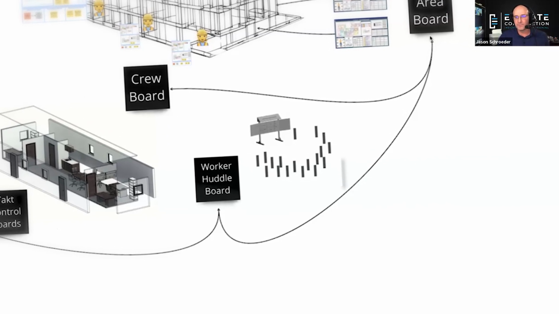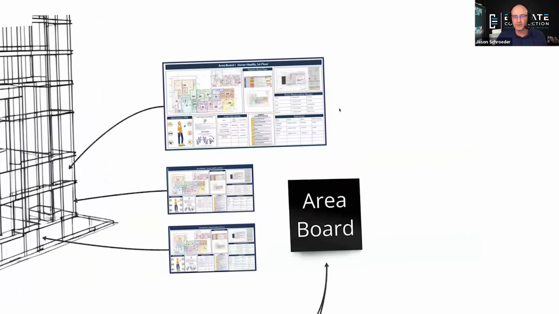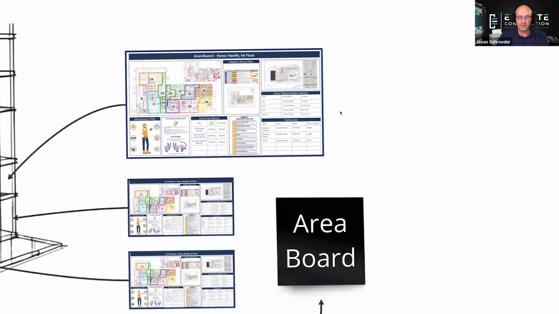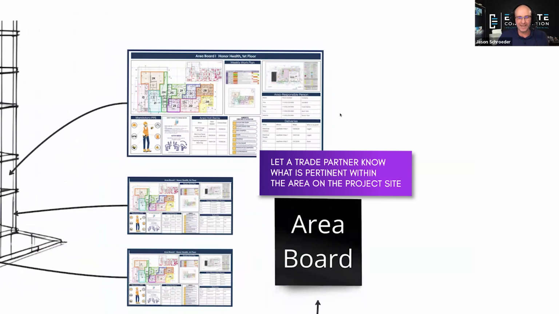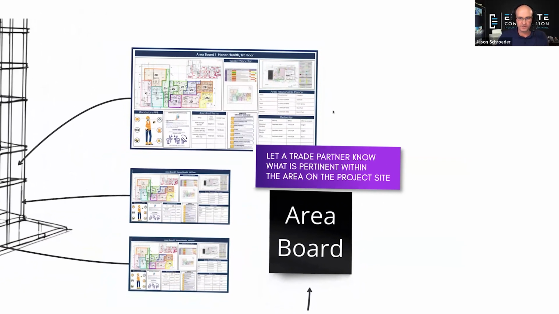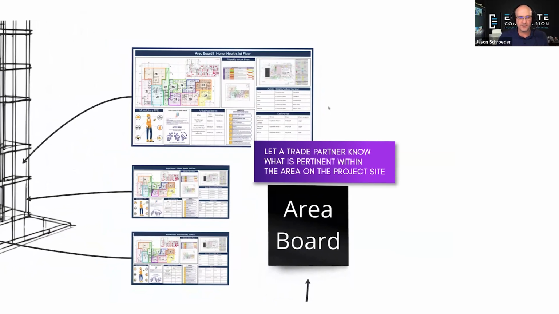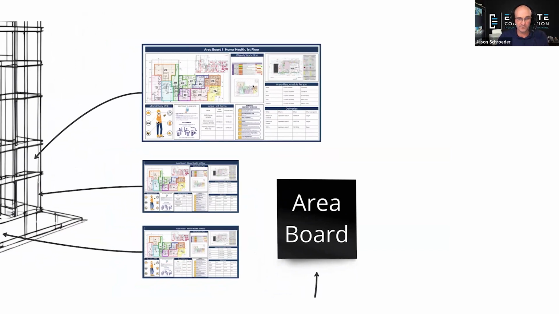Typically on a project site, we also have what's called area boards, and area boards are primarily to let a trade partner know what is pertinent within the area on the project site, meaning valve location for shutoffs, benchmarks, typical door heights, emergency access and egress, fire extinguisher locations, things like that. Anything that you would want to know in the area, you can put on an area board. I used to call these floorboards, but I realized not everybody's working on a high rise with floors, but an area board is helpful for the trade partners.